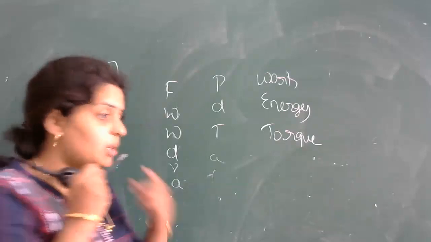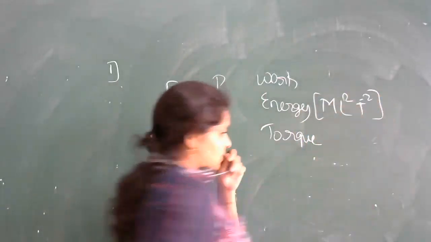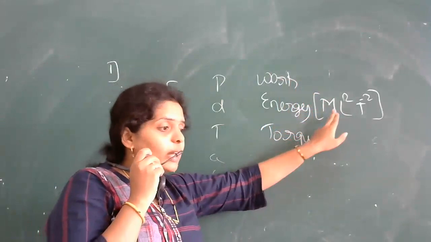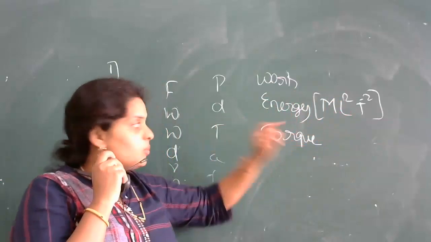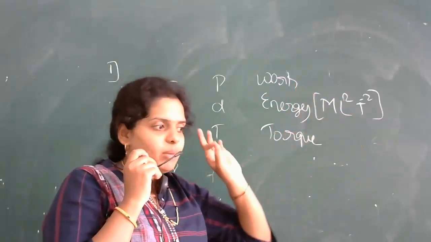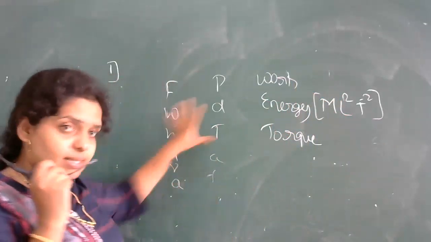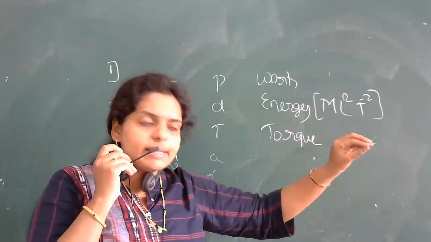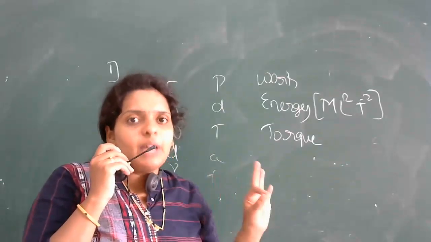What is the dimension formula? Say it quickly. See, the dimension formula is M L raised to 2 T raised to minus 2, right? So work has the dimension formula M L^2 T^-2. Energy has the same dimension formula. Torque has the same dimension formula. So how many physical quantities are there in physics? We don't have that many dimension formulas, because some physical quantities have the same dimension formula.